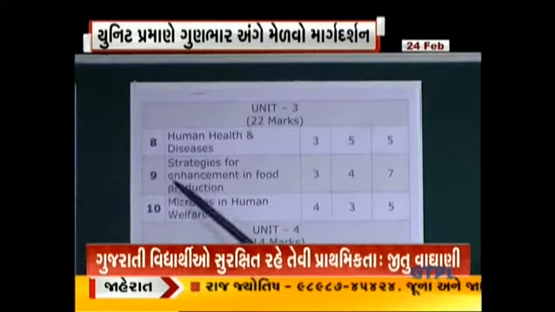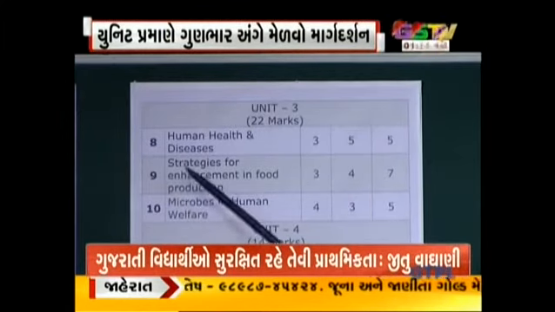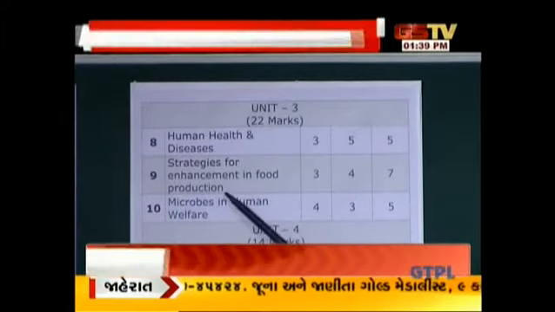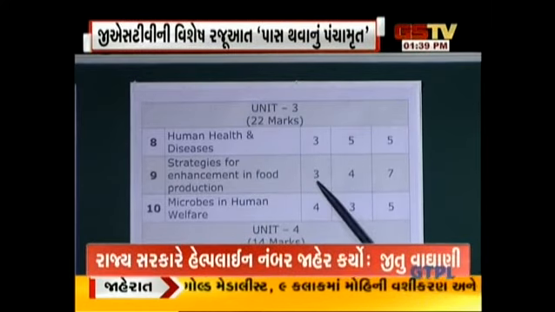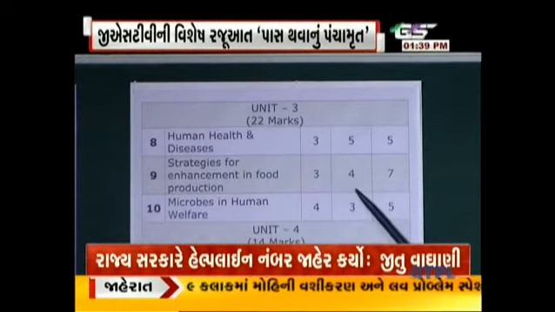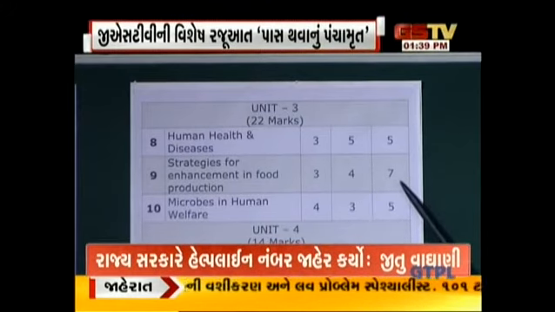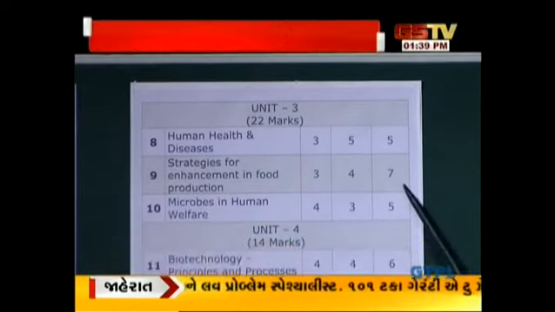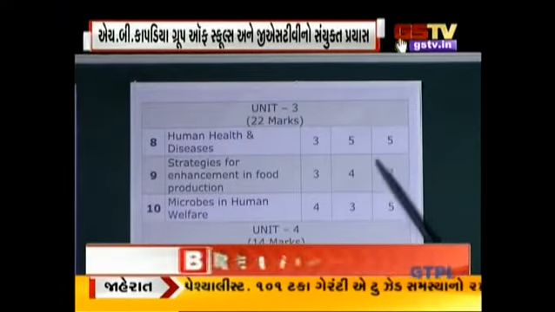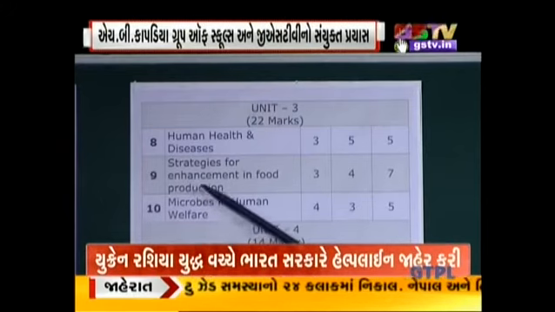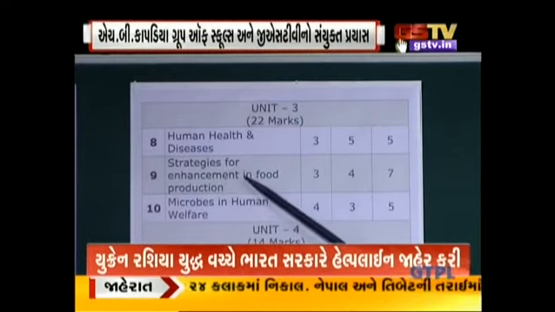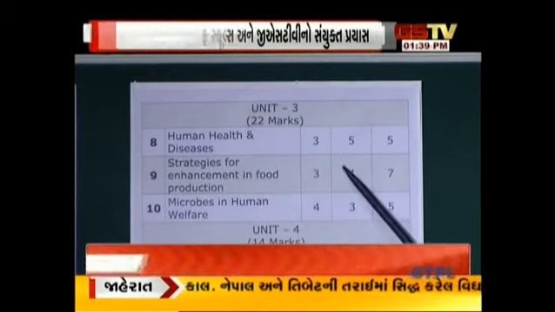And chapter number 9, that is Strategies for Enhancement in Food Production. In this, part A, 3 marks, part B, without option 4 marks, and with option 7 marks. So that means in this unit, more marks are allotted for this chapter, that is chapter number 9, because this is an application and a relevant chapter in this present condition.